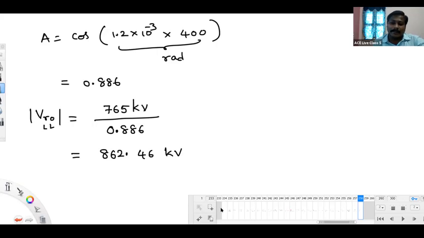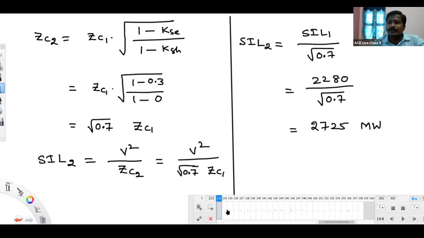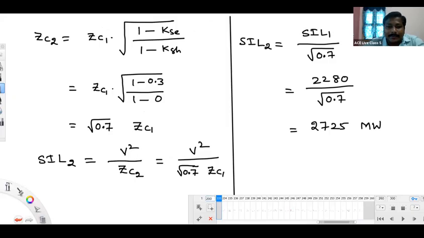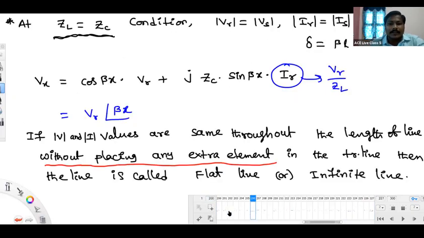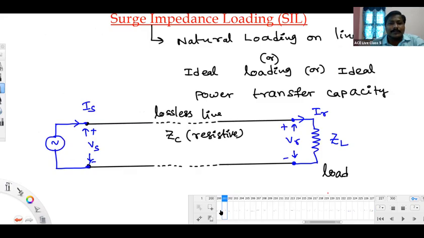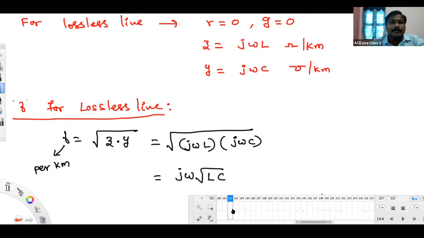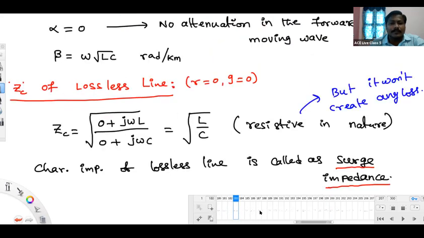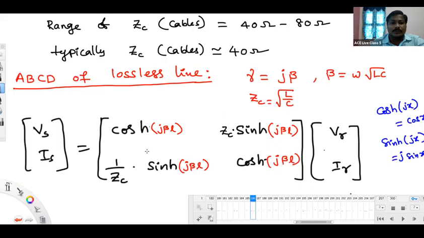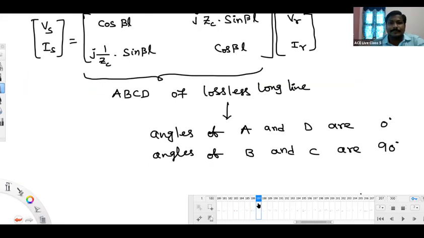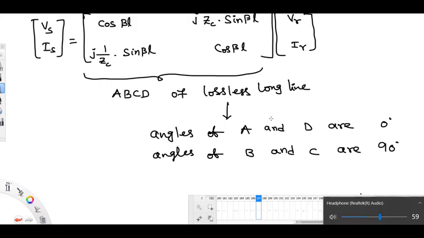That's what we discussed long back in ABCD parameters, right? We have seen ABCD parameters converted from lossy to lossless. We discussed it some place long back. I will show you. Here you can see, here we have discussed. Okay, clear? Any other doubt here, Vignesh? No, sir. Thank you.